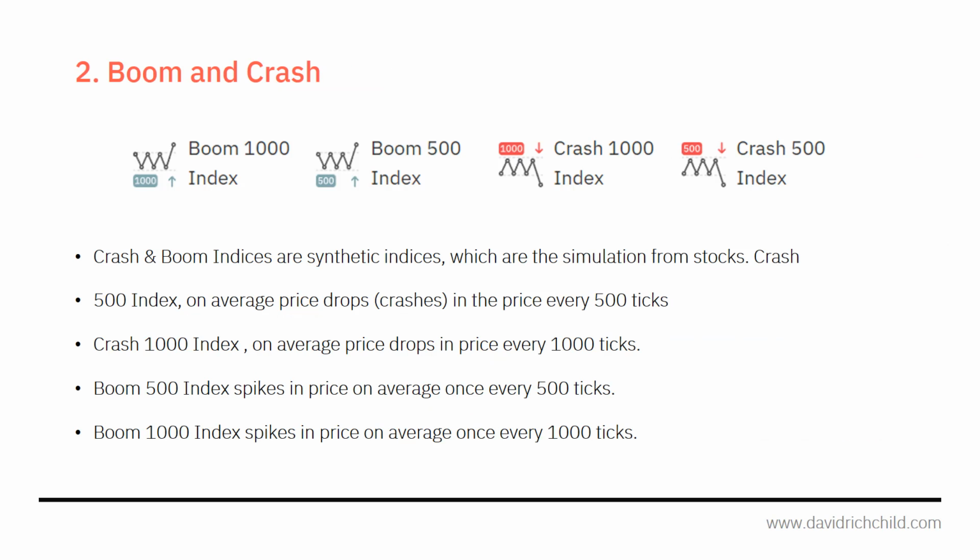The other types of synthetic indices are boom and crash indices. A lot of people trade boom and crash indices. Boom and crash indices are indices that either boom or crash, like the name says. They are synthetic indices which are a simulation from stock. On the Crash 500 index, on average, price drops or crashes every 500 ticks. So every 500 ticks, the price crashes.